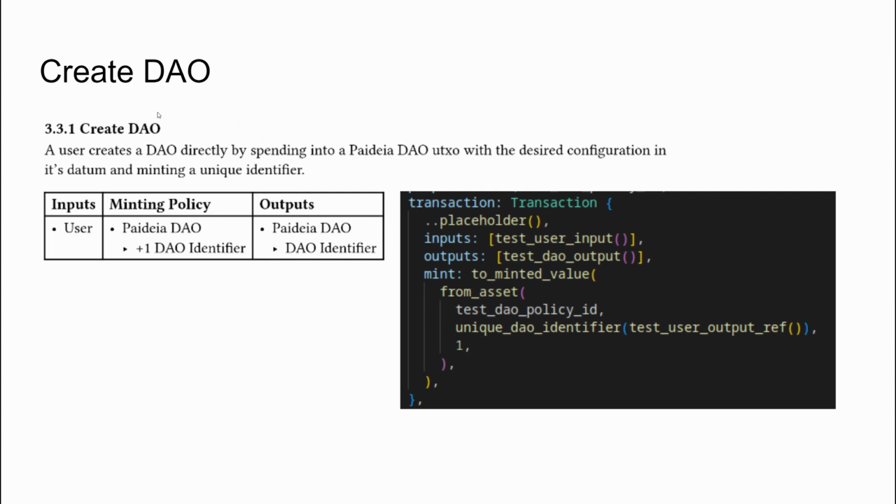The create DAO transaction is tested in the DAO minting policy. And as you can see, it follows the structure as we had intended in our Milestone 1 deliverable, with the user providing the inputs and the minting policy ensuring that the output is correct. And the unique DAO identifier is minted into this output.